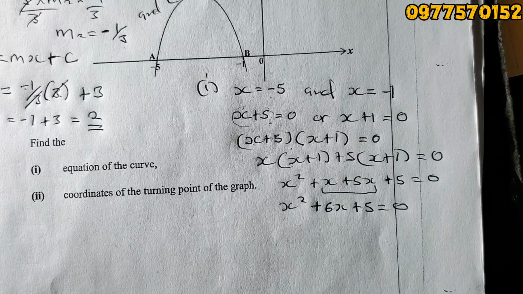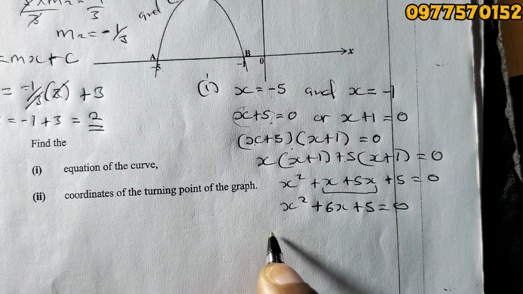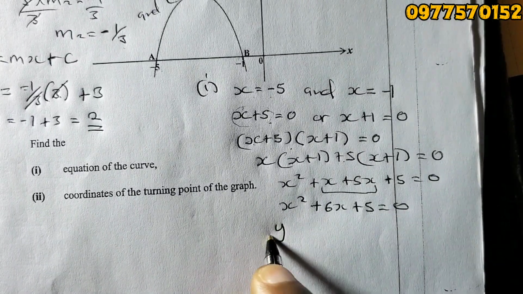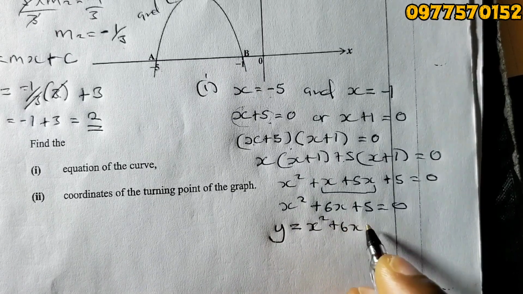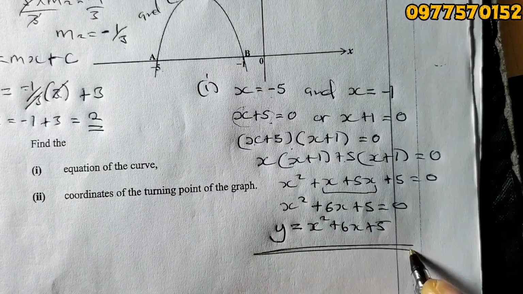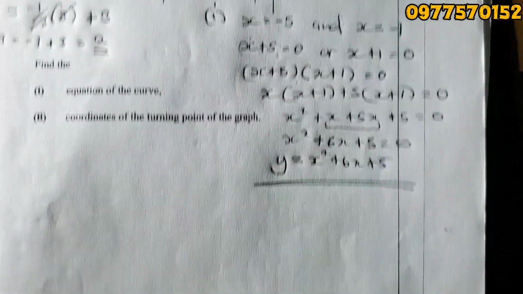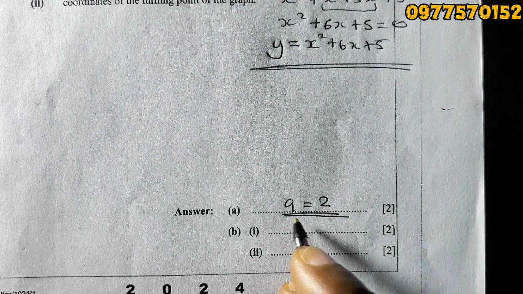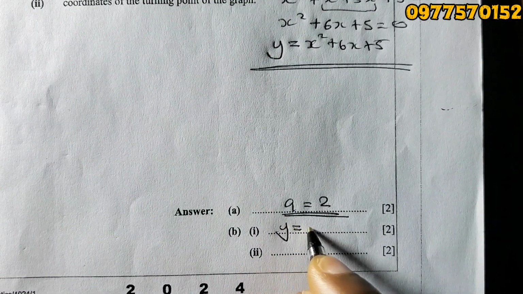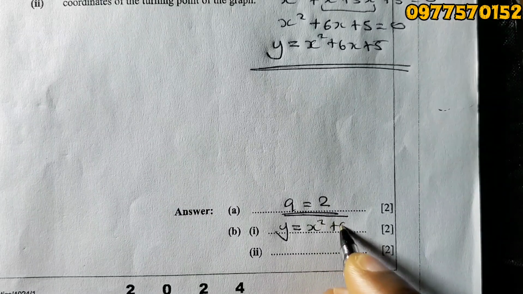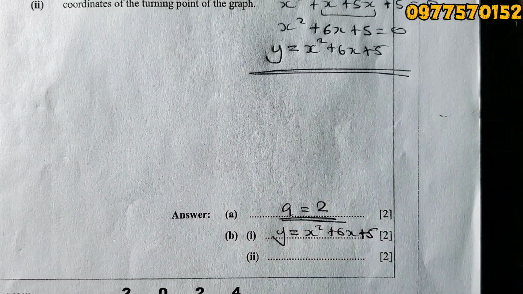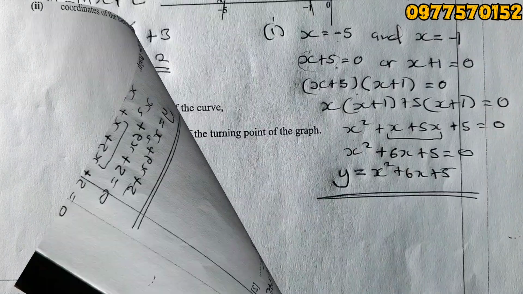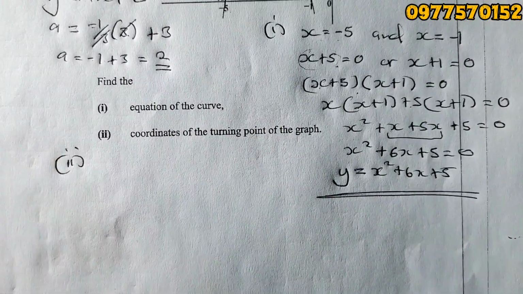Now, we want to write it nicely, so we're going to replace 0 with y. So we're going to say our equation is y is equal to x squared plus 6x plus 5, and this is the answer. So let's replace this one here. y is equal to x squared plus 6x plus 5. Mathematics is romantic. Mathematics is simple. So number 2, this is number 2.